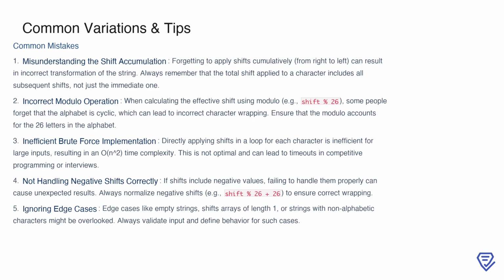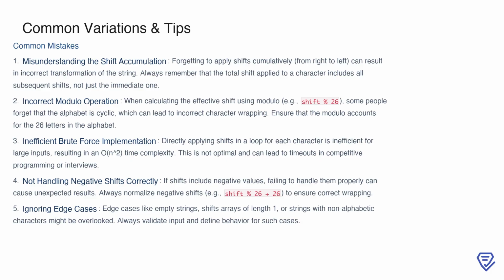One frequent issue is misunderstanding how to accumulate shifts. Remember, the shifts are applied cumulatively from right to left, meaning the total shift for a character includes all the shifts to its right, not just the immediate one. Another common pitfall is performing the modulo operation incorrectly. Since the alphabet is cyclic with 26 letters, you need to ensure that the modulo operation wraps around properly to avoid incorrect transformations. Inefficient brute force implementations are also a major concern.